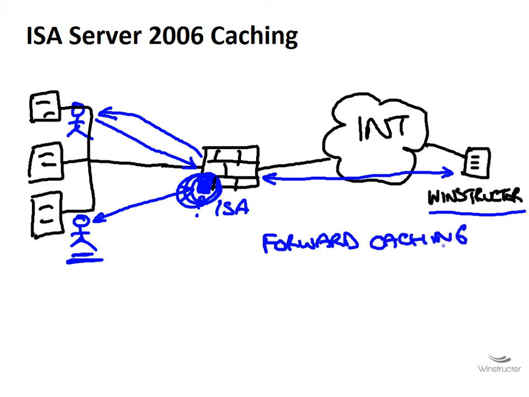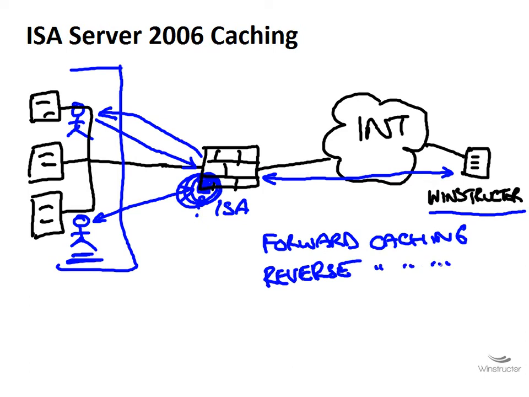We're caching objects locally to make things faster for our internal clients here. But there's also another version of this, what we'd refer to as reverse caching, which serves not to save our internet bandwidth, but to save local LAN bandwidth and to speed up serving content to external users, users that exist outside our network.